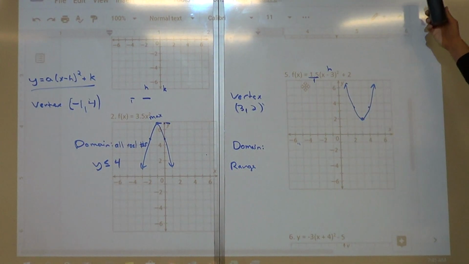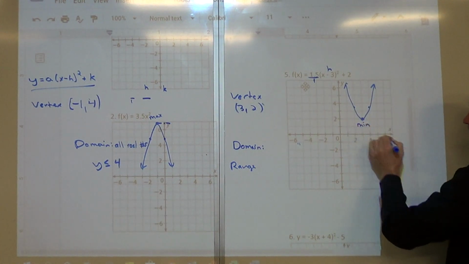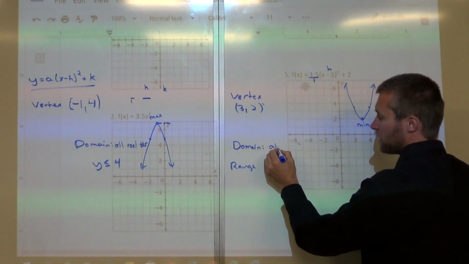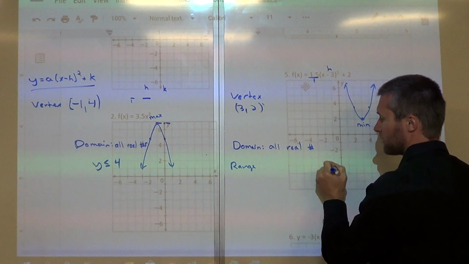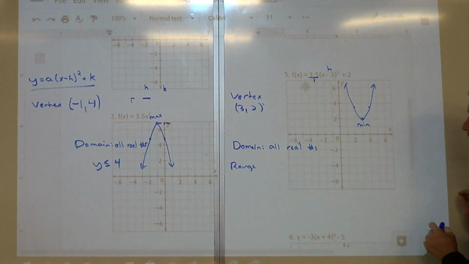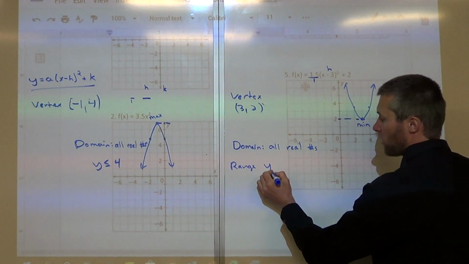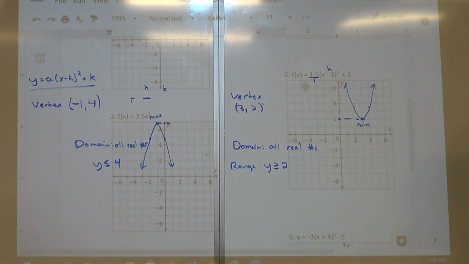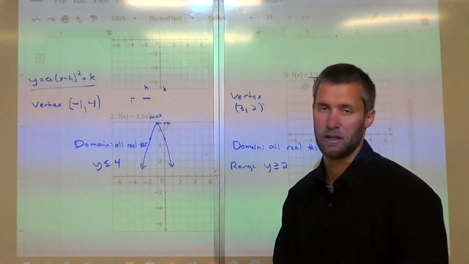Because it's opening up now, it's a valley, this is the minimum it gets. Our domain still would be all real numbers. And then my range, if I look on the y-axis, it starts at 2, so we'd say y is greater than or equal to 2, because it opens up. So just a quick review on going through and graphing it for your quiz that you'll have today.